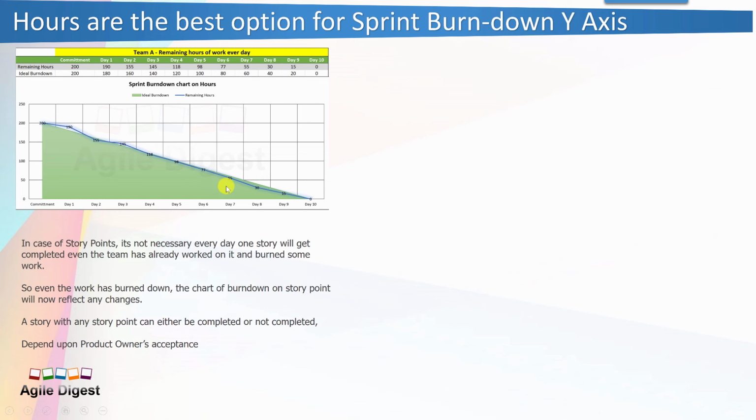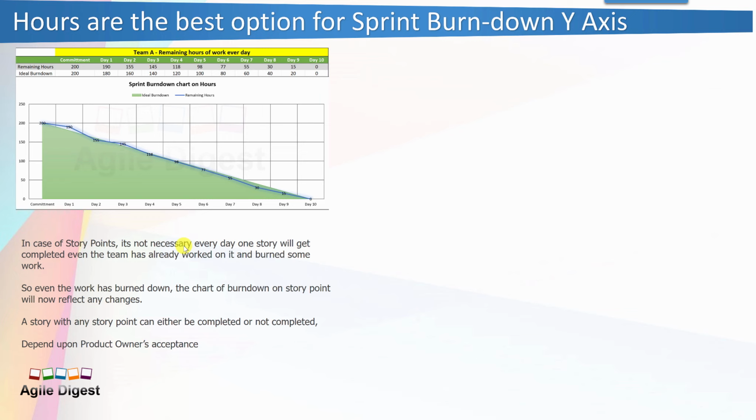But if you are working on story points, you will not be able to see that. In the case of story points, it's not necessary that one story gets completed every day, even though the team has already worked on it and burned some hours. Story points are either done or not done. It will not burn from 5 story points to 3 to 2. It will be either not completed or completed, based on the total 5 points.